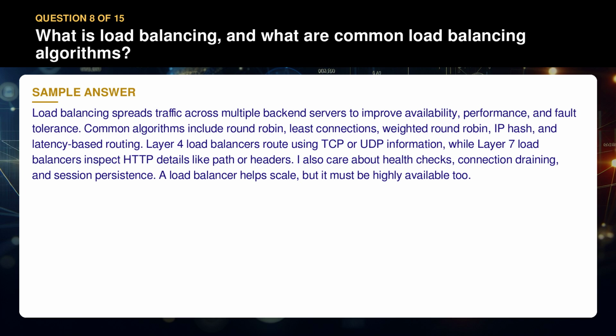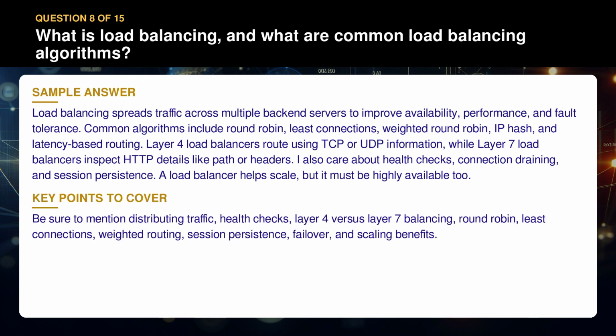Layer 4 load balancers route using TCP or UDP information, while Layer 7 load balancers inspect HTTP details like path or headers. I also care about health checks, connection draining, and session persistence. A load balancer helps scale, but it must be highly available too. Be sure to mention distributing traffic, health checks, Layer 4 versus Layer 7 balancing, round-robin, least connections, weighted routing, session persistence, failover, and scaling benefits.